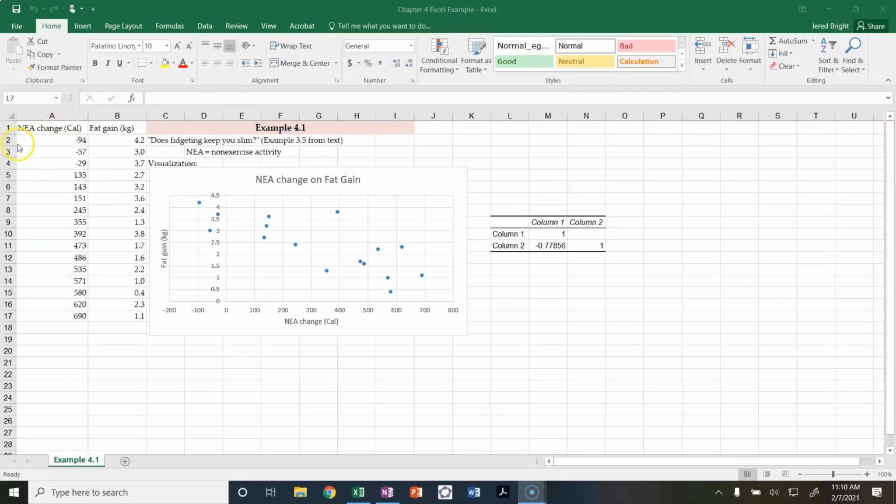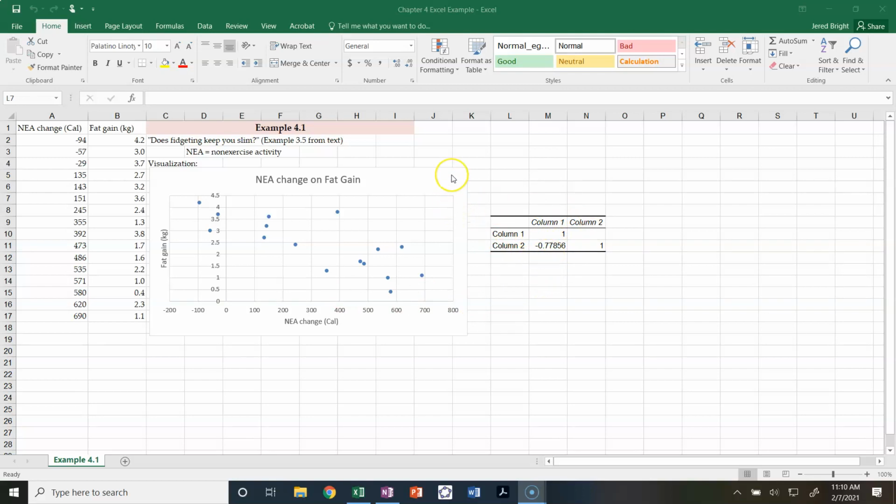We're saying that the NEA change is the explanatory variable that is related to the fat gain. I misspoke, I should not have said causing, but we're looking for a relationship between these two variables. We made a lovely scatter plot, and we did the correlation last time.